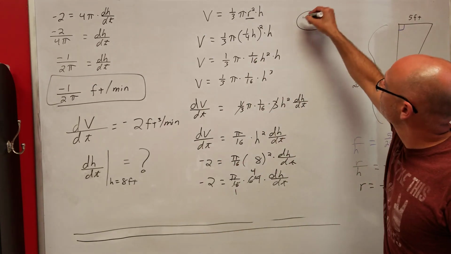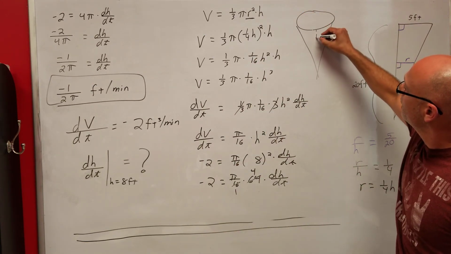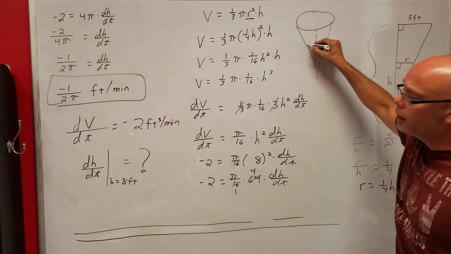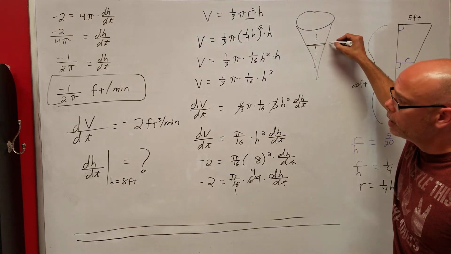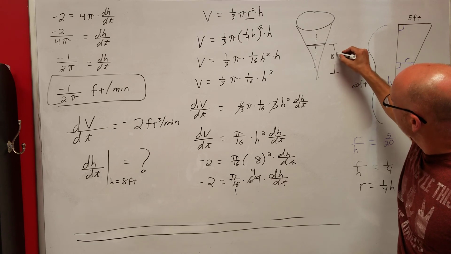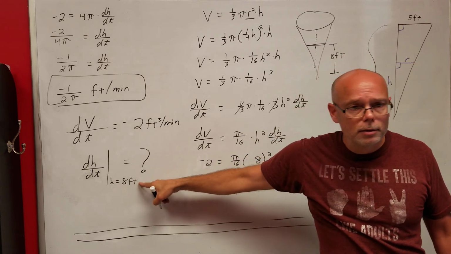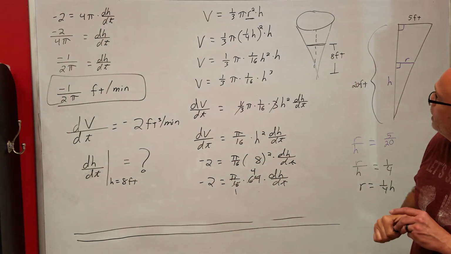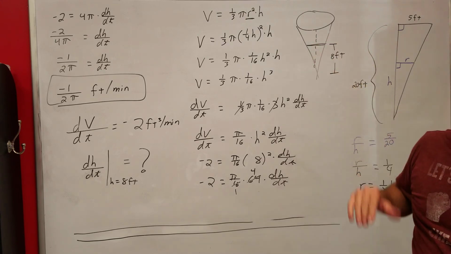So what is that? You think about the cone that we had. That's how fast this height was changing whenever the water was 8 feet. Whenever the height of the water was at 8 feet, that's how fast the water level was changing at that instant.